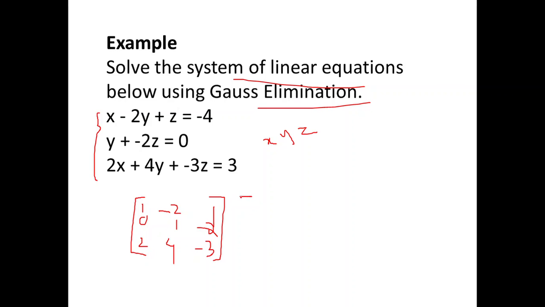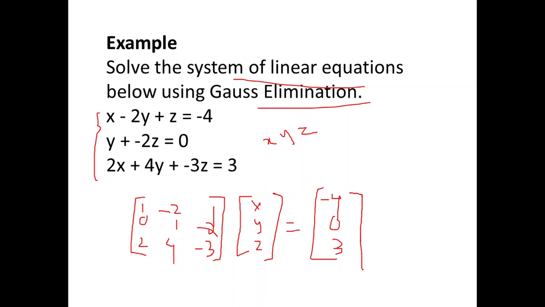And now Ax equal to B, where the unknown variables are the three variables x, y and z, and B means the constants, that is 4, minus 4, 0 and 3. So the first step of the Gauss elimination method is to write these equations in the form Ax equal to B. Now we have to find the augmented matrix. The augmented matrix is simply this matrix written together with B.